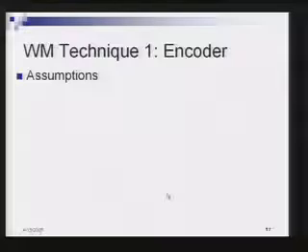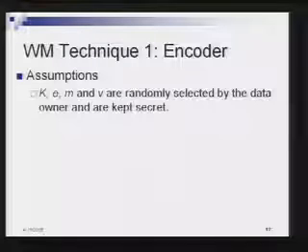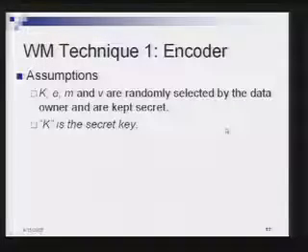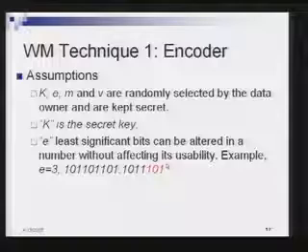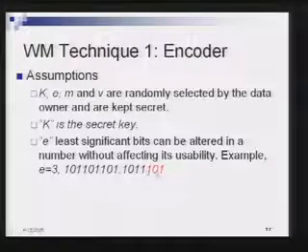So now let's talk about the assumptions that the encoder will have. They choose 4 integers, K, E, M, and V, which are randomly selected by the data owner and are kept secret. Okay? K is the secret key. E is the number of least significant bits that can be altered in a number without affecting its usability. For example, you define E. You say E is 3. This means that in your binary number, you can alter the last 3 bits. Okay, it is a user-defined variable.